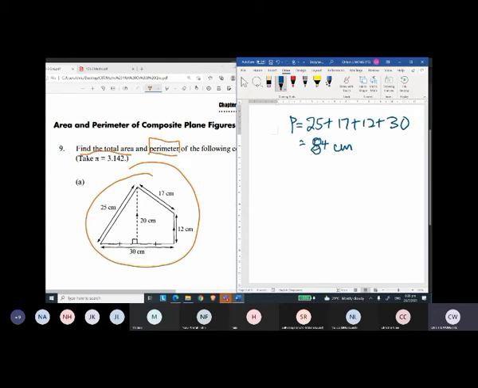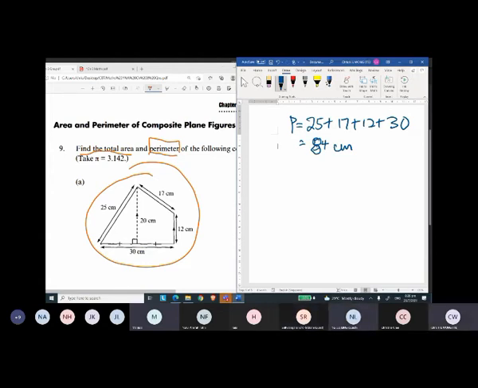Okay, now let us find the area, then we go for a short break. The area of this composite figure, you're going to find one at a time. Which one do you want to do first? Triangle. The area of a triangle is half base times height. But what is the base of the triangle? The base is 30 divided by 2, which is 15.